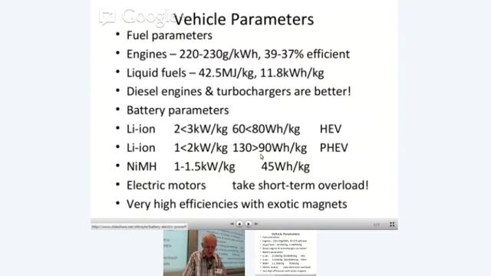And now that we look at battery parameters for lithium-ion, I found some information that said if you use them in a hybrid electric vehicle, you can expect to get somewhere between 2 to 3 kilowatts per kilogram for lithium-ion, and the energy is around between 60 and 80 watt hours per kilogram.